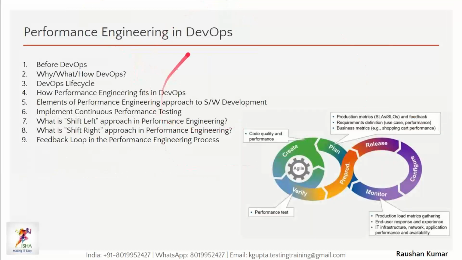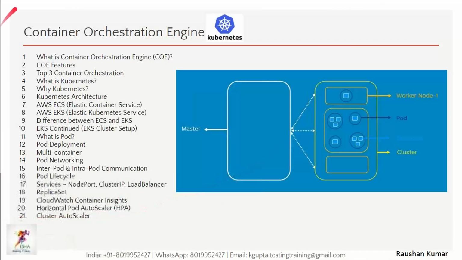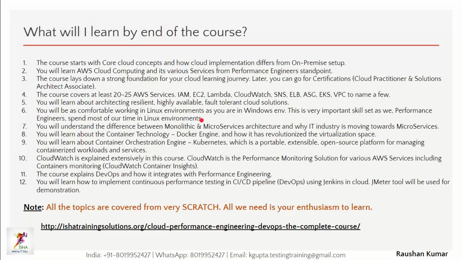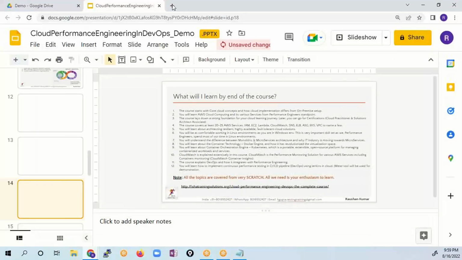We'll talk about performance engineering and DevOps: what are the roles and responsibilities, and how performance engineering fits in DevOps. And in Kubernetes, a lot of things: automatic scaling, horizontal pod autoscaler, cluster autoscaler, architecture and more. Then DevOps and the CI/CD pipeline: how do you create your own JMeter job? This is a screenshot I've taken from the class. This is a job we're going to create, a JMeter job and things like that. So this is going to be the performance engineering course.